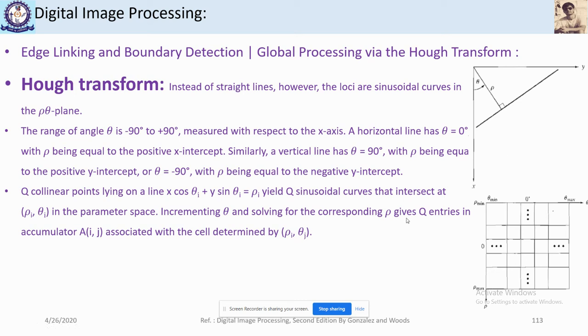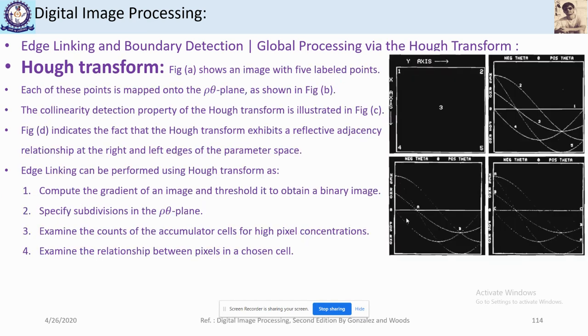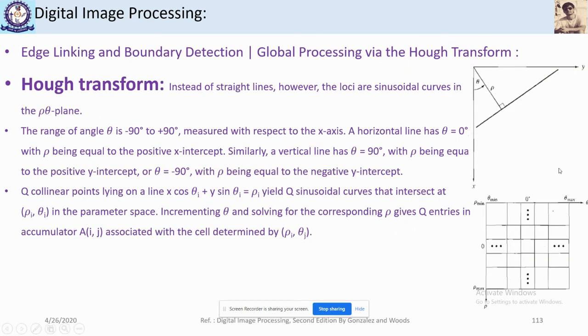Now this is done for straight lines. This Hough transform can be done for circles too. In that case, we need to consider the equation of a circle, and we will have a three-dimensional array, because in the circle equation we will have three parameters. So the parameter space will be three-dimensional, and for each cell in the three-dimensional parameter space we will have an accumulator.